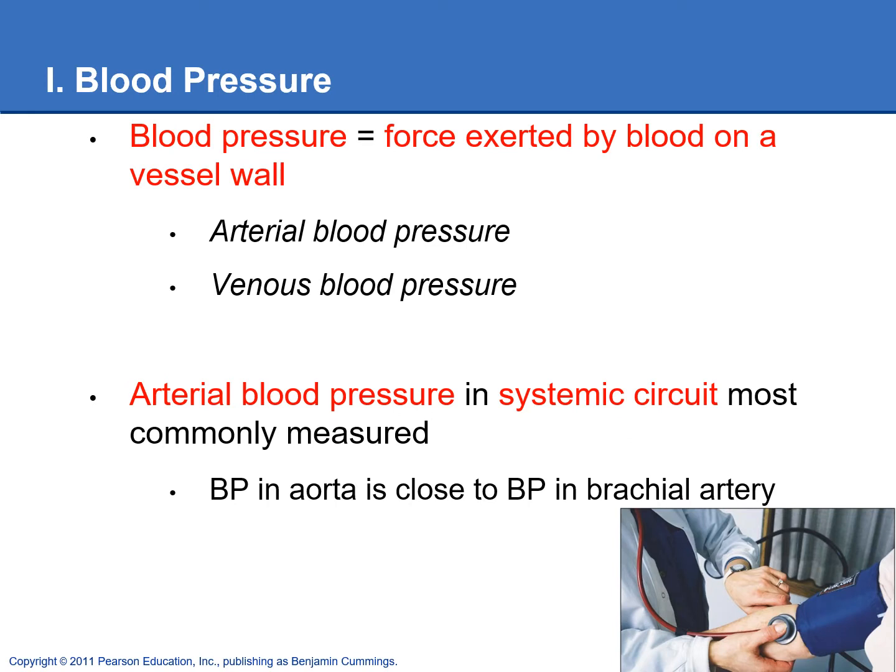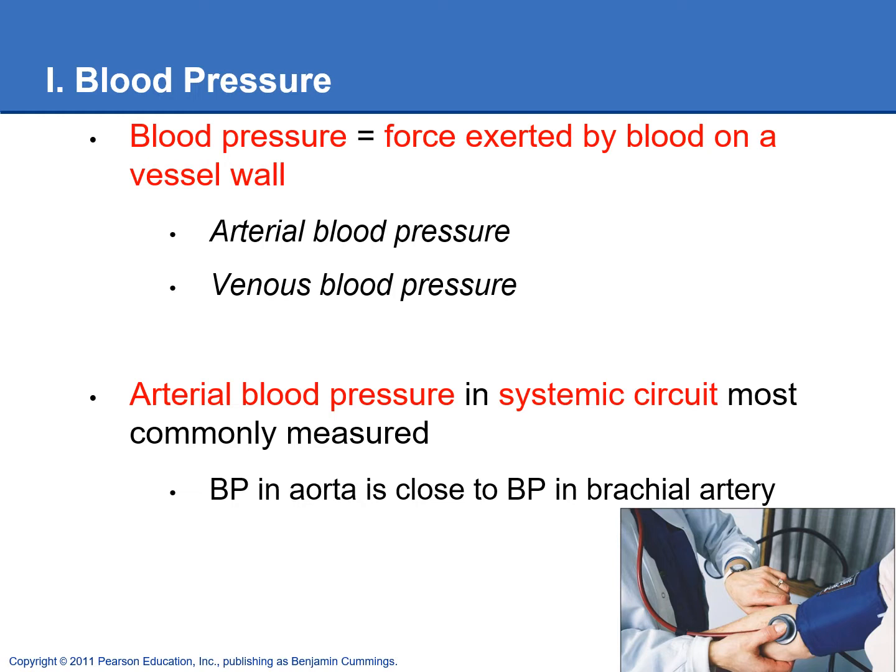So blood pressure is defined as the force exerted by the blood on the vessel wall. And there are two different types of blood pressure because we have two different types of blood vessels. So we talk about arterial blood pressure and venous blood pressure. So most of the time we're going to be measuring arterial blood pressure. There are some instances when you do measure venous blood pressure, but for most of our patients we just end up measuring arterial blood pressure.